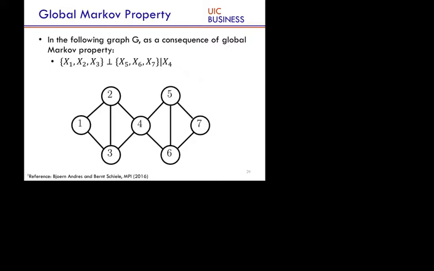Let's go through an example. So in this graphical model, as a consequence of global Markov property, you can see that x1, x2, and x3 are conditionally independent of 5, 6, and 7 given x4, right? So I'm just calling this set A, this set B, and this set C.